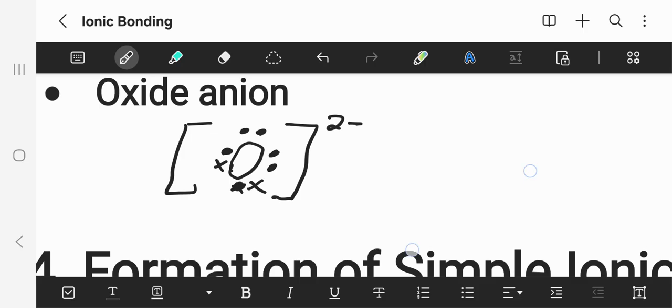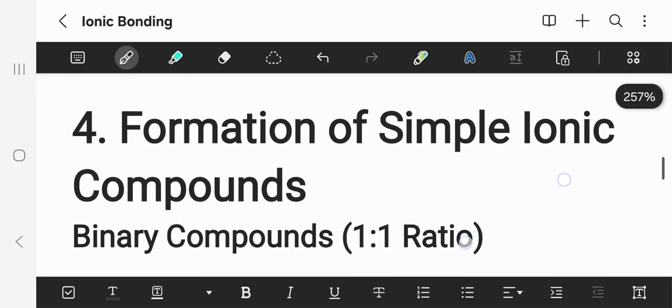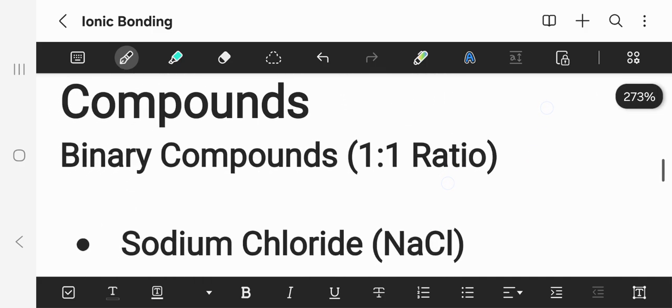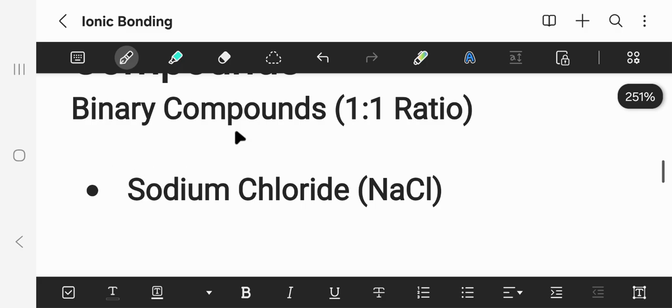Now we are going to mix things up. So we will look at the formation of simple ionic compounds. Ionic compounds are formed between a metal and a non-metal, and we say that they are called what? Binary compounds, meaning two elements with a ratio of 1:1. And our first example here is what?